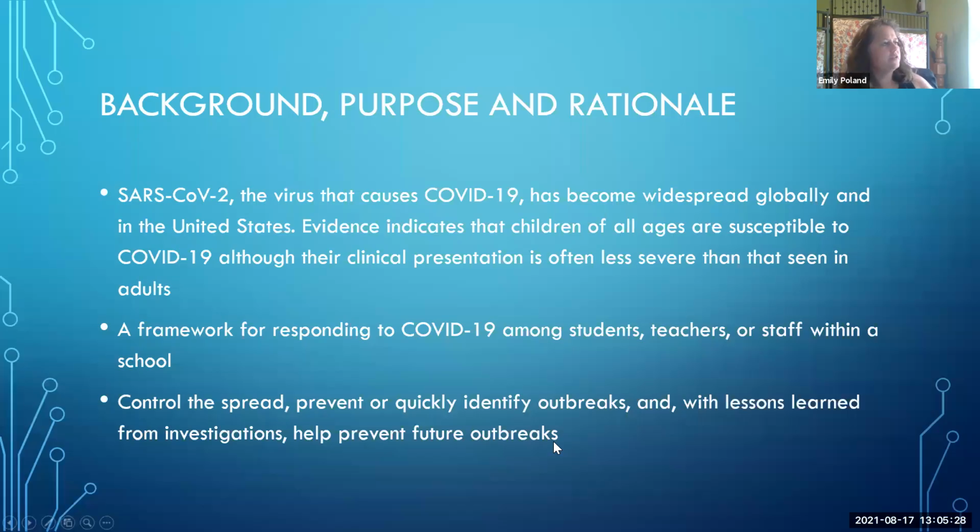All right, so looking at the different sections of the SOP, the first section is the background, purpose, and rationale. I think that this is fairly straightforward, nothing new here, but we know that COVID-19 has caused this horrible pandemic that we've all been living through, and this framework, the SOP, is a framework for responding to that. And the overall goal is to control the spread, identify outbreaks quickly, and make improvements if we can.